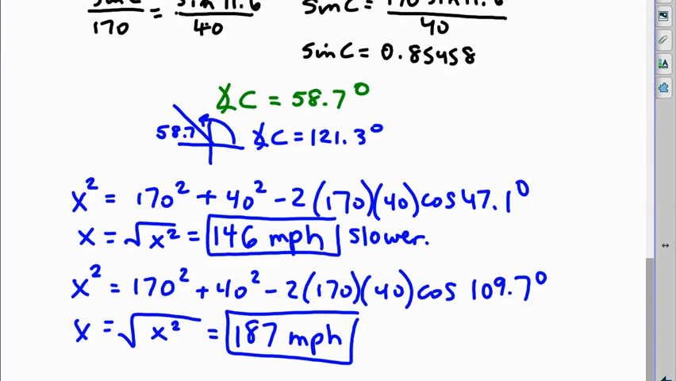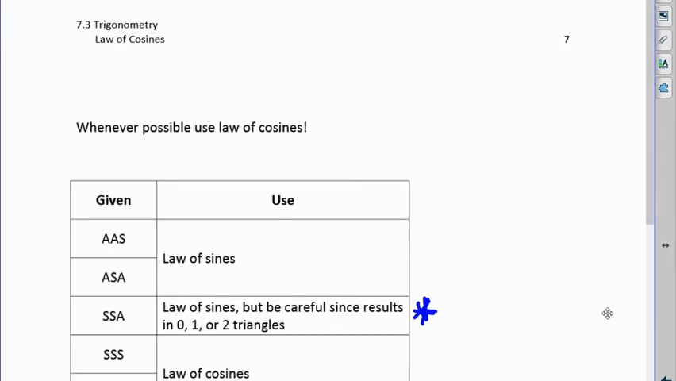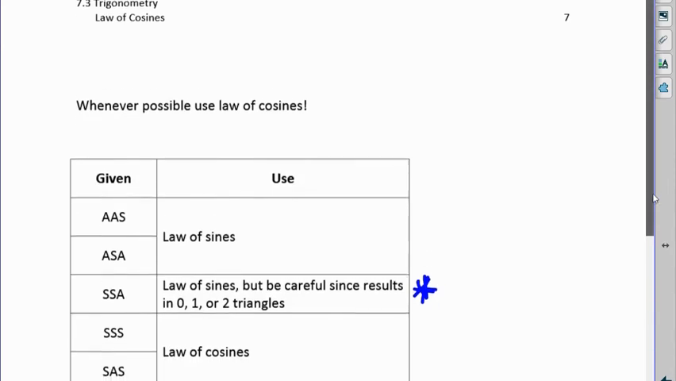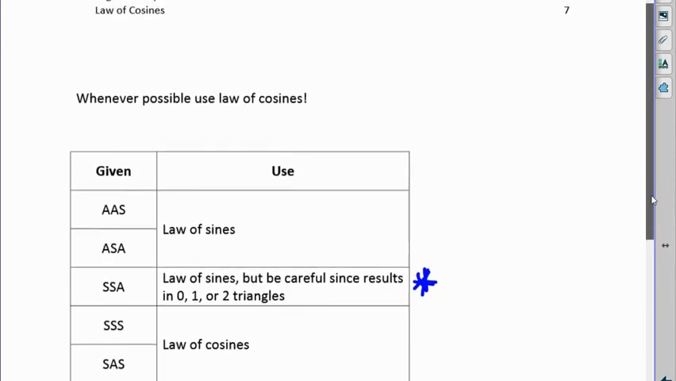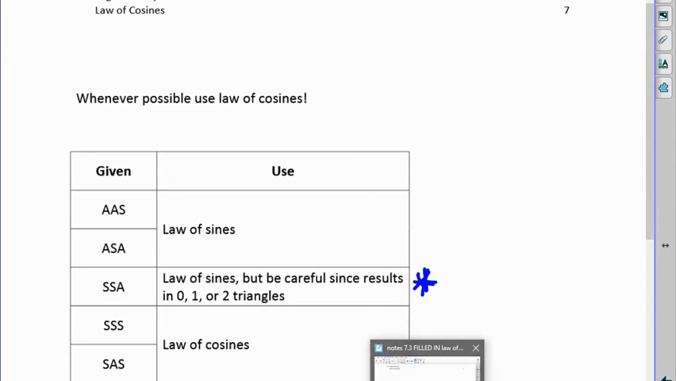So the last page of notes, last notes of trigonometry, and you're all done. Just have to do the assignments. Here's a quick summary of when to use the different versions, and I have a little star next to the law of sines because that is the ambiguous case. And whenever possible, please use the law of cosines because it doesn't have the issue of the second quadrant being another positive angle.